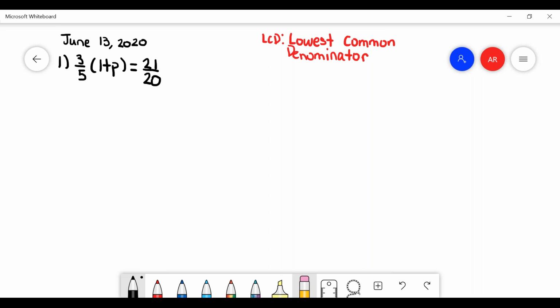The first one is 3 over 5, and the second one is 21 over 20. Keep in mind, we want to find the LCD, which is the lowest common denominator, the smallest possible multiple of the numbers in the denominator. The smallest possible multiple of the numbers in the denominator is 20. So therefore the LCD is 20, and as you can see, 20 divided by 5 is 4, and 20 divided by 20 is 1. So they provide you with a whole number quotient when you divide the LCD by the denominator.